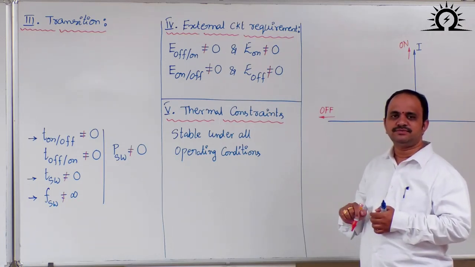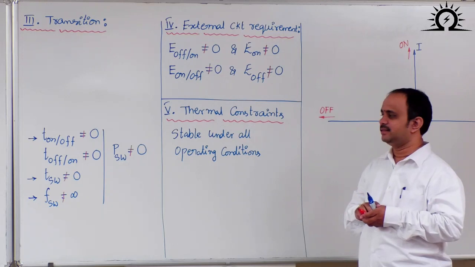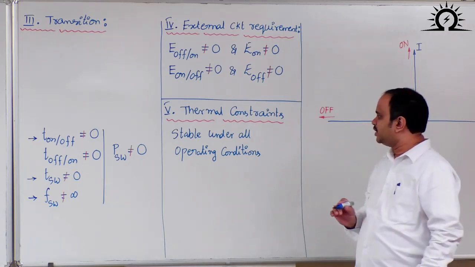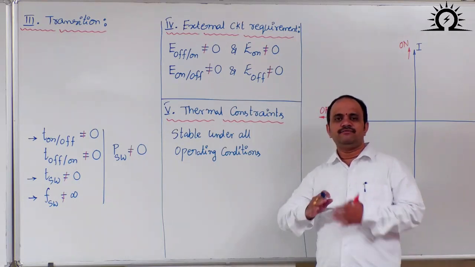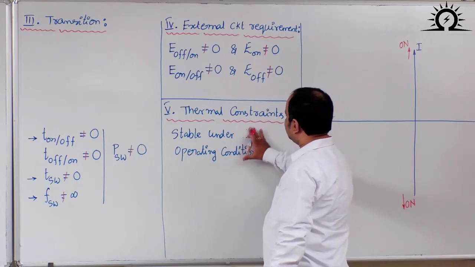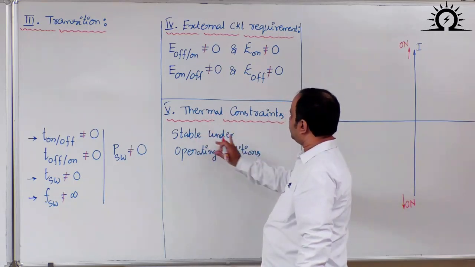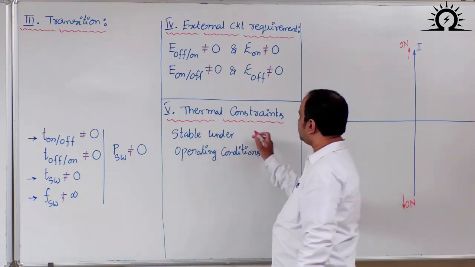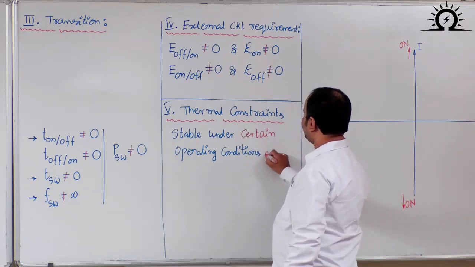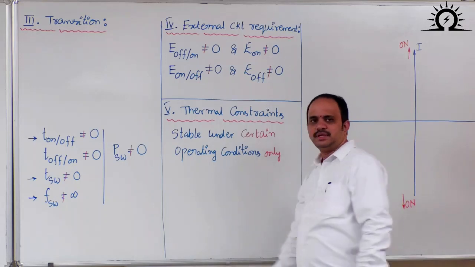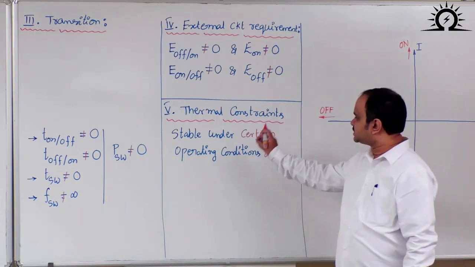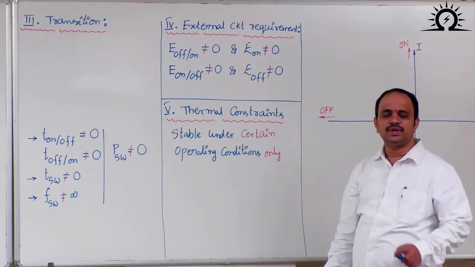All of these losses will be delivered out as heat. Due to this heat, we should not operate without boundaries. That means we can say thermally stable. Thermal constraints means stable under certain operating conditions only. The real switch is thermally stable under certain operating conditions only.